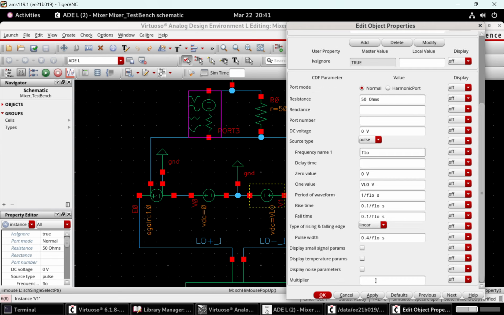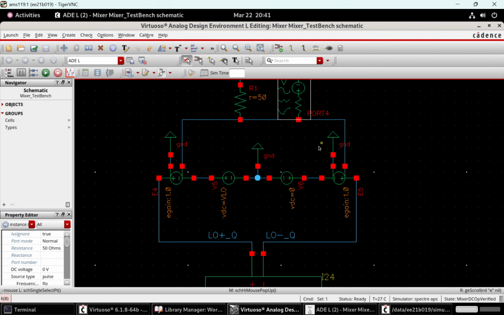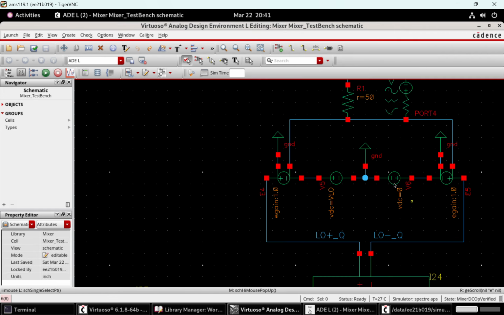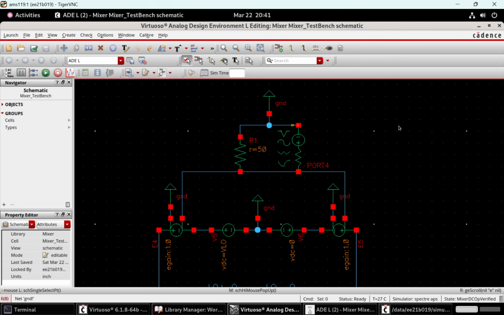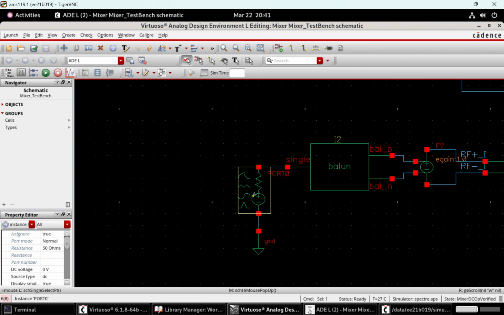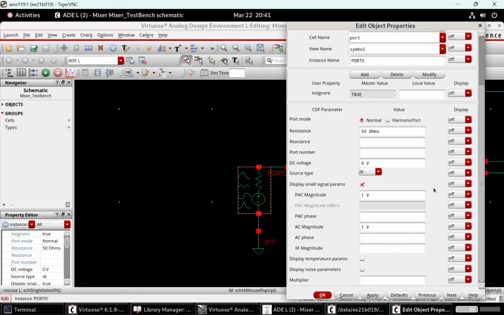So this is the setup of the FLO port. On this side, on the Q side also, everything is the same except that we have added a delay of 1/4 period to generate the VLO plus and VLO minus for the Q part. And for the basic operations such as conversion gain and noise figure, we are setting up the port.